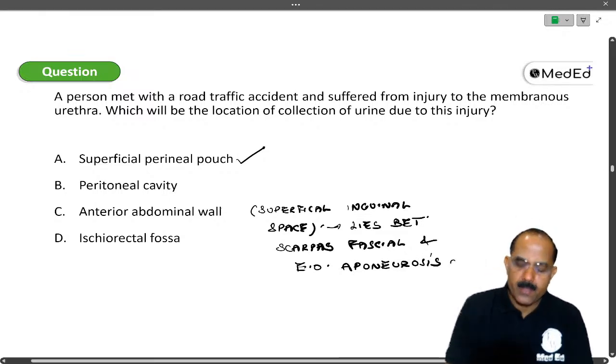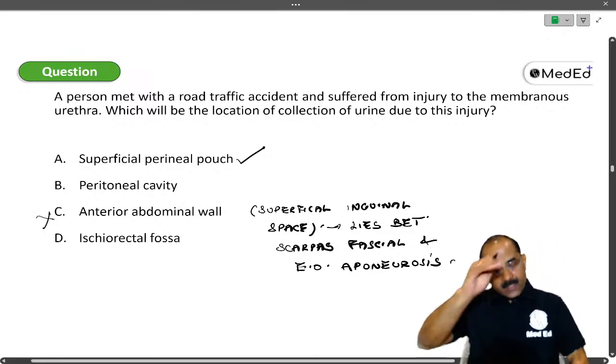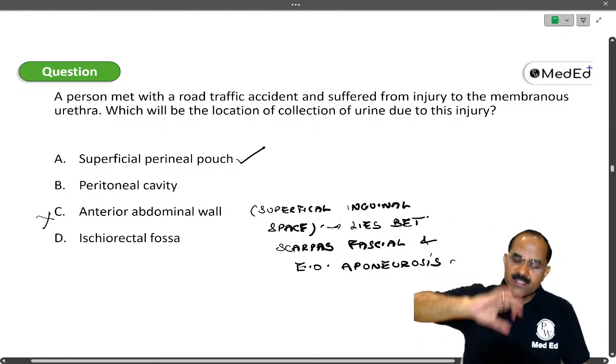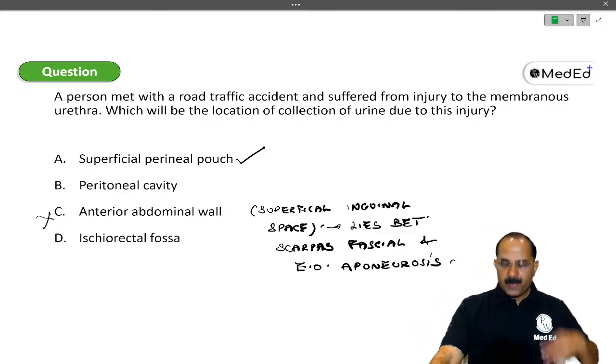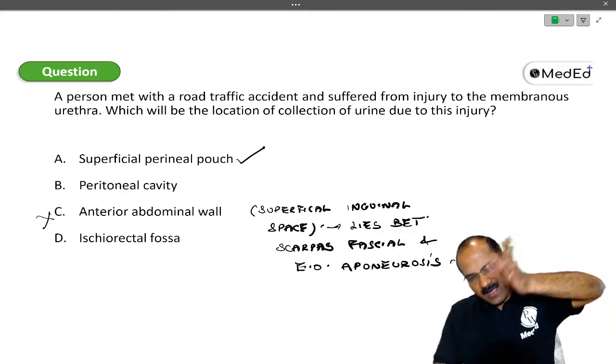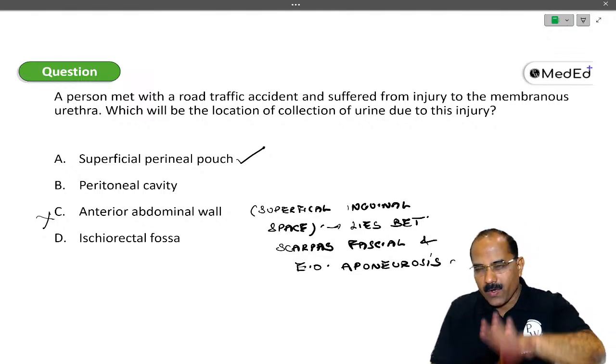So ये anterior abdominal wall is wrong. Where does it collect in the anterior abdominal wall? It collects in a space जिसका नाम है superficial inguinal space, and this space lies between the Scarpa's fascia and the external oblique aponeurosis.